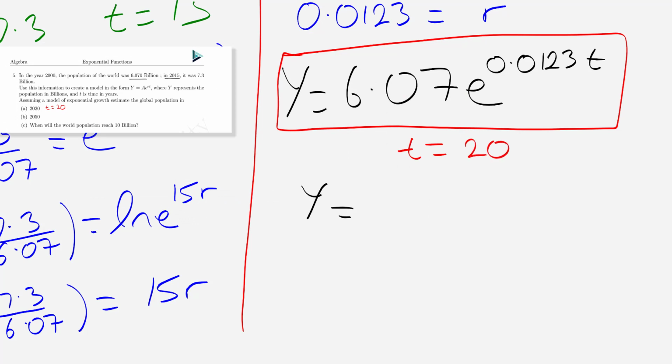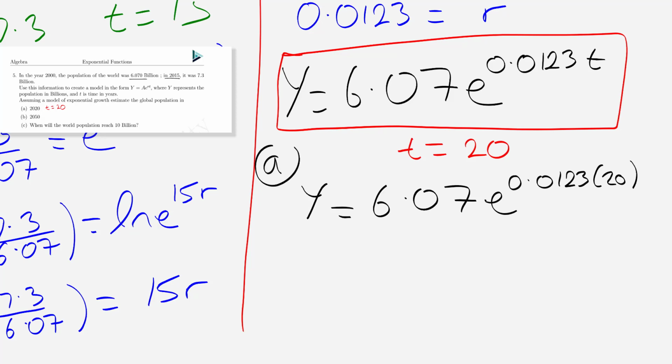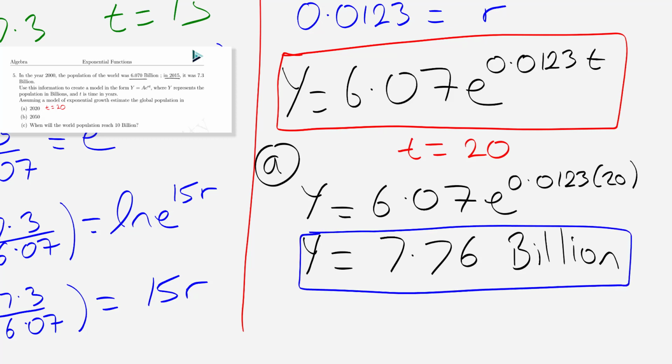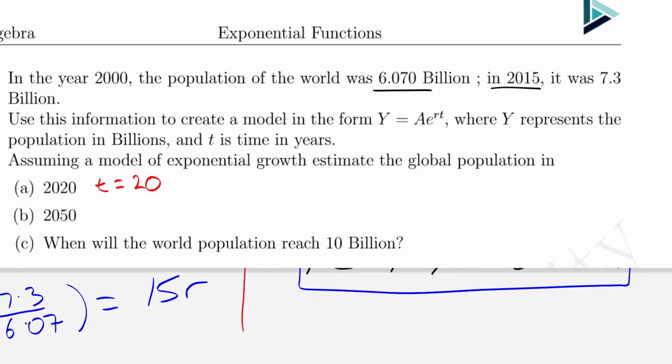So we will get y equals 6.07 e to the power of 0.0123 times 20. This is part A. We can just type this into our calculator, and we will get y equals 7.76. Remember, this is in billions, so 7.76 billion will be the predicted population in the year 2020 based on this function.